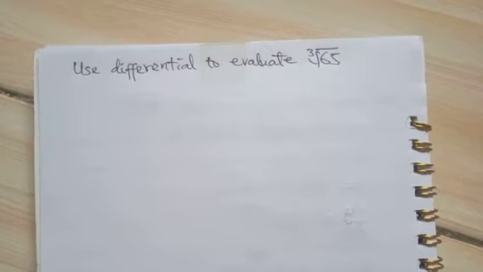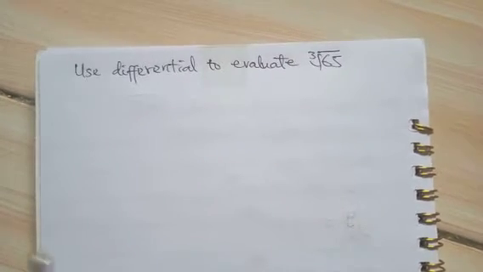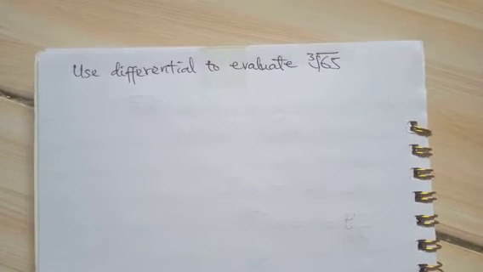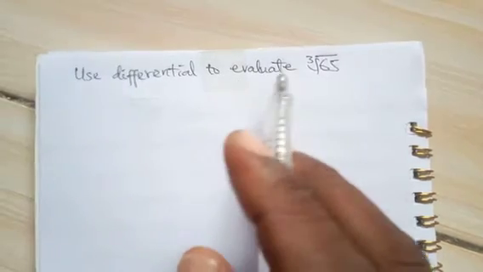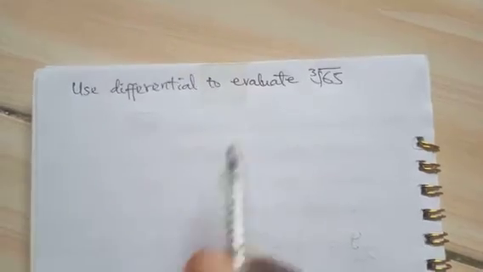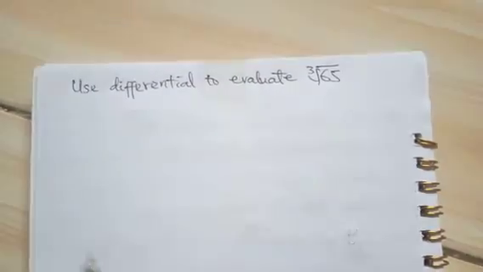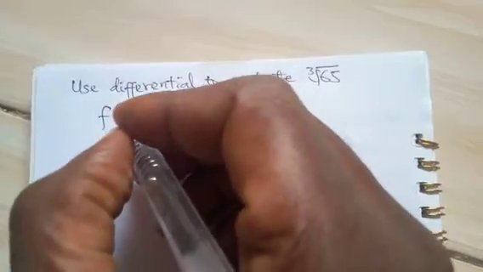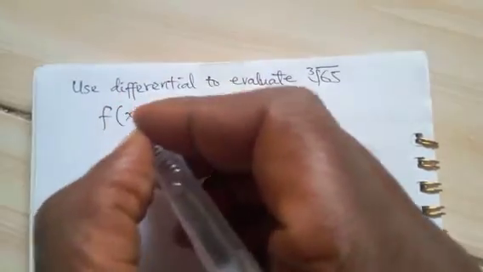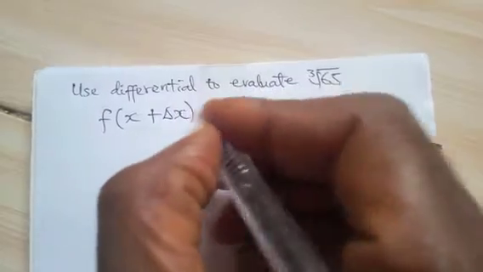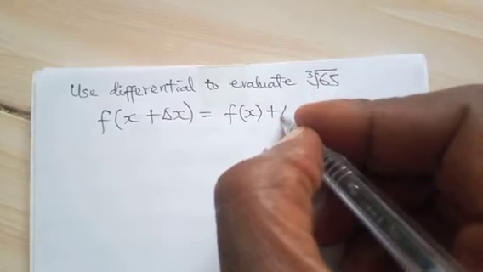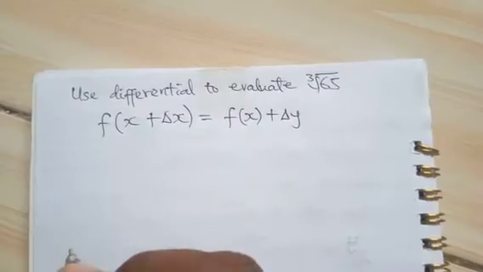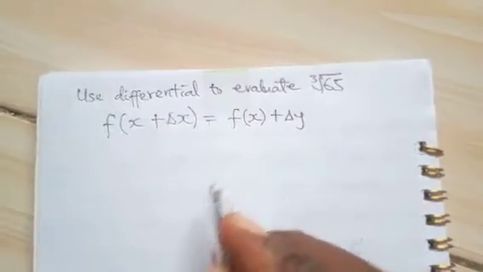Here, we're going to look at how to use differentials to get the value of square roots or cube roots of values. Now this question says use differentials to evaluate the cube root of 65. We cannot get the cube root of 65 exactly. We can use this formula: f(x + Δx) = y + Δy, that's dy.